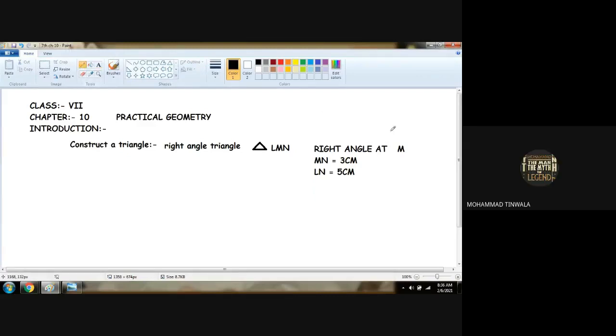બે side આપેલી હોય, one angle આપેલો હોય. This is the same criteria. Only at one side right angle is there at angle M. કે કોઈ પણ એક point ઉપર right angle હોય. Are you getting? સમજ પડે છે કે નહીં? સમજાય છે.